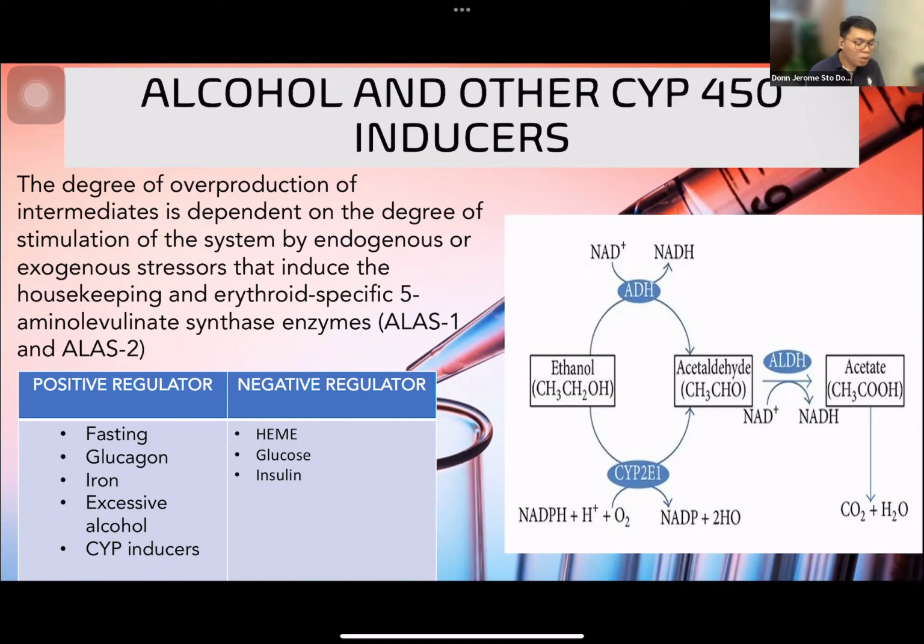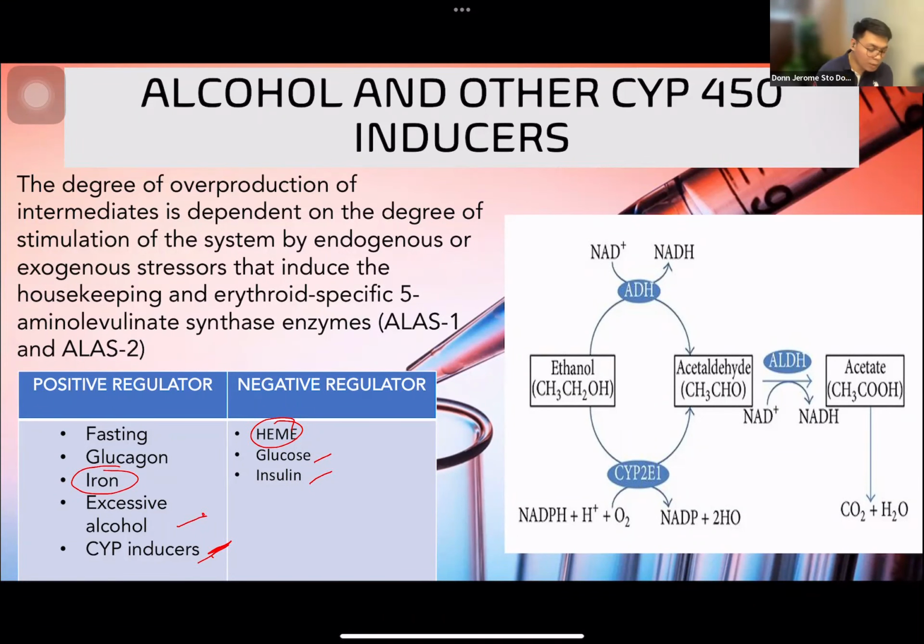That we'll be discussing. So these are the positive regulators of ALAS. First is fasting, glucagon, iron. We discussed this a while ago, right? So your ALAS contains an iron response element, so that presence of iron would stimulate the enzyme. Excessive alcohol and CYP450 inducers. Negative regulators include heme. We already answered this. Heme, the end product of the pathway, would inhibit the synthesis of ALAS. Your glucose and insulin would also inhibit ALAS.